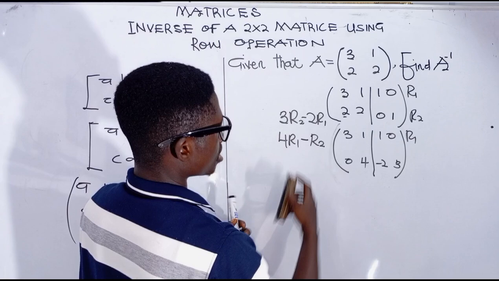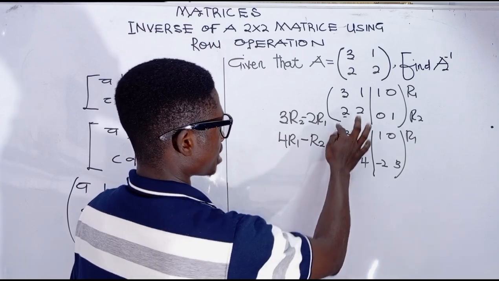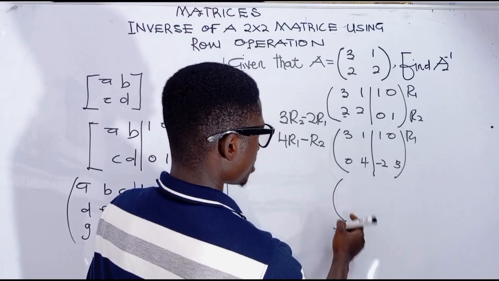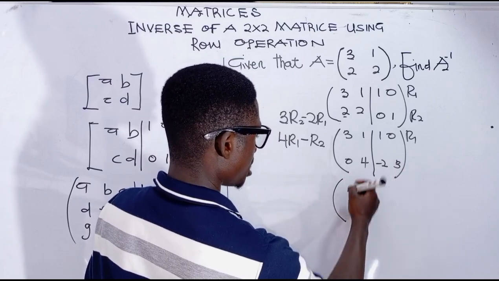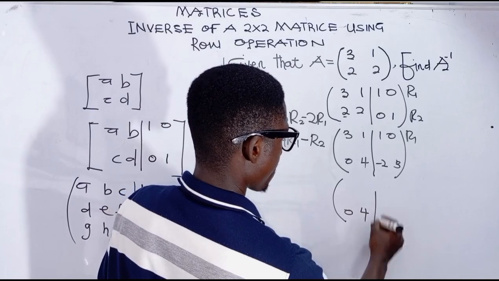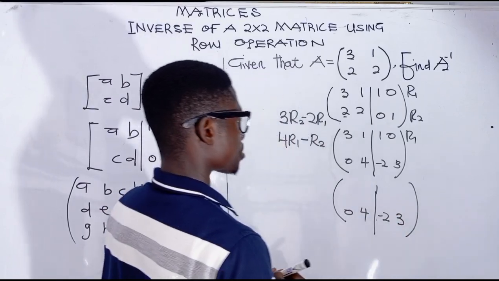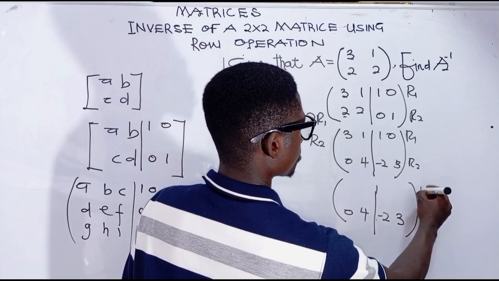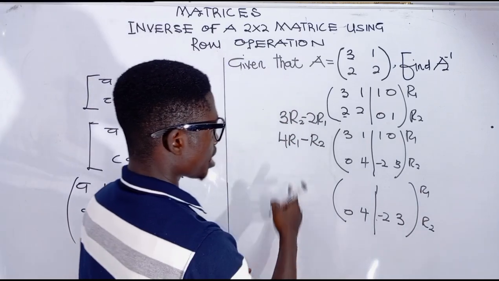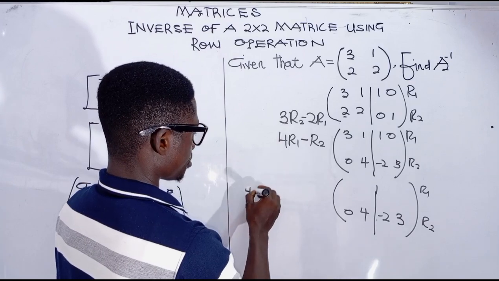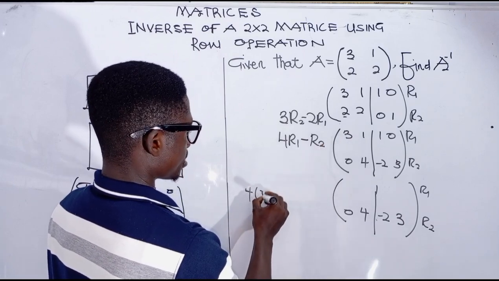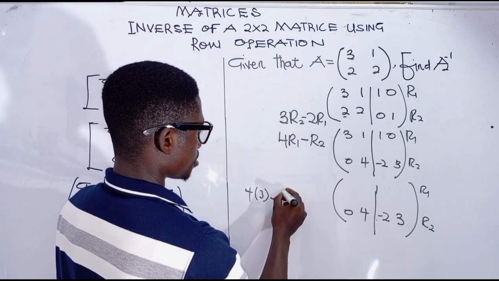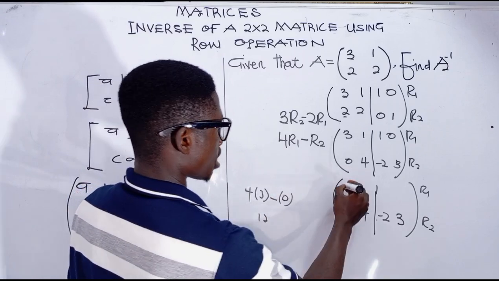So we are going to use this operation on the first row. Remember the second row is untouched, so let's repeat the entries. We have 4 times row 1, which is 3, minus R2, which is 0, and this is going to give us 12. So we have 12.